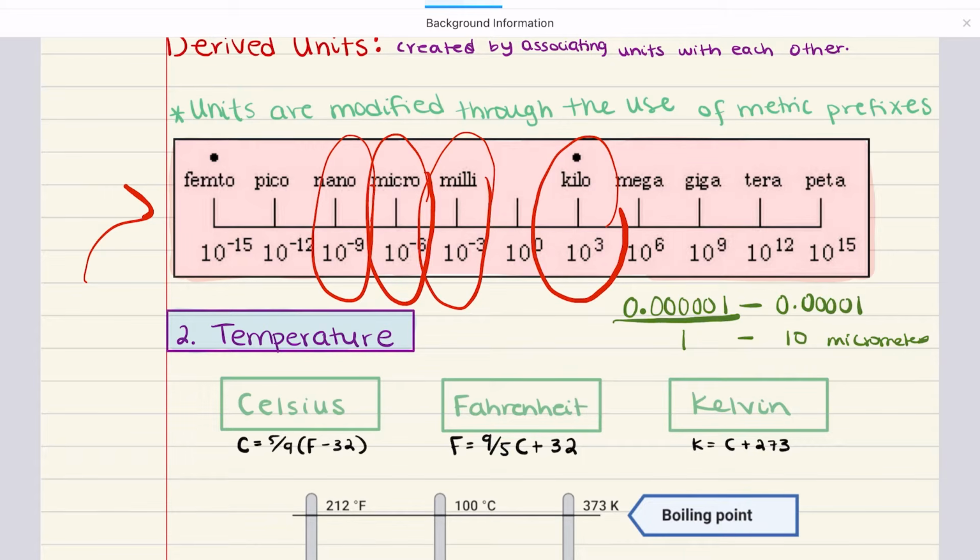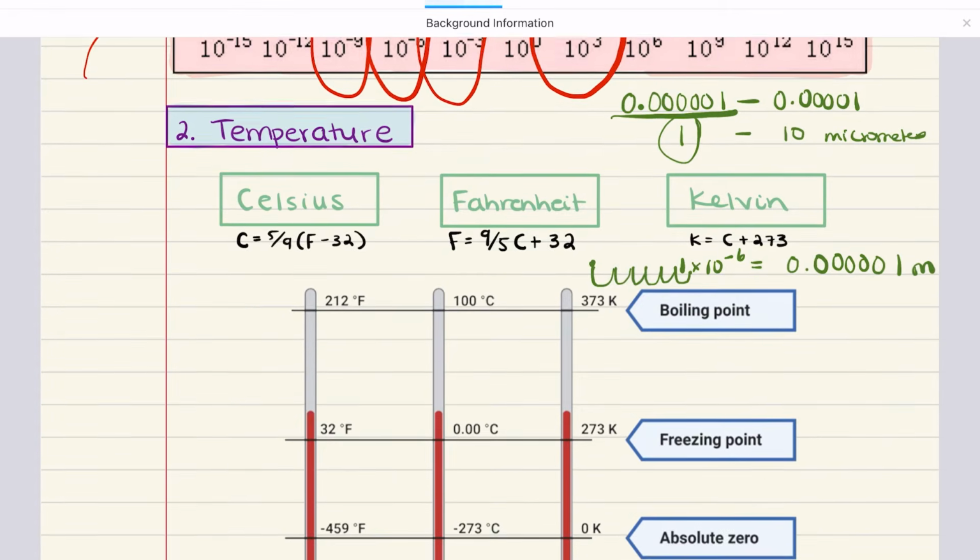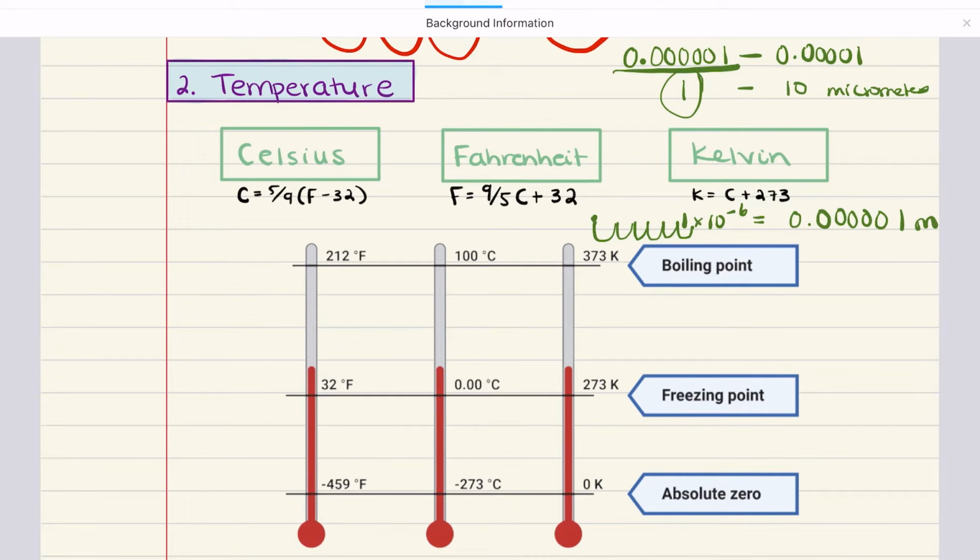All right? And so when we're saying that this value 0.000001 is equal to 1 micrometer, that just means that 1 times 10 to the minus 6 gives us, if we move the decimal over 6 places, 1, 2, 3, 4, 5, 6, it gives us back 0.000001 meters. All right, so this is what we're talking about when we use metric prefixes to make it easier to refer to different values of length, mass, or time. With that, we can move into our second objective on temperature.